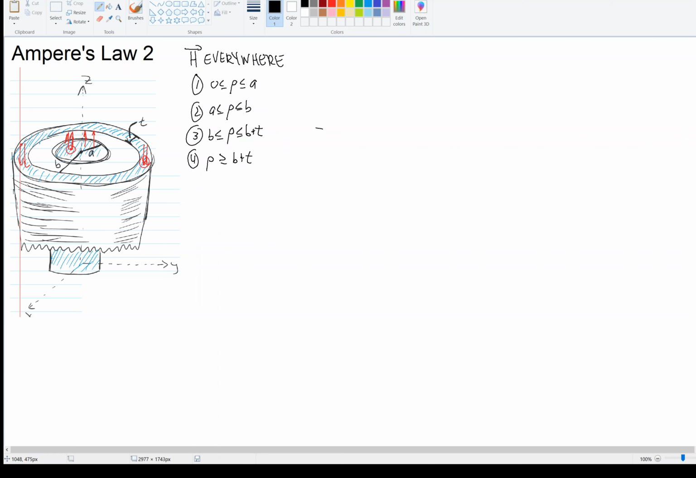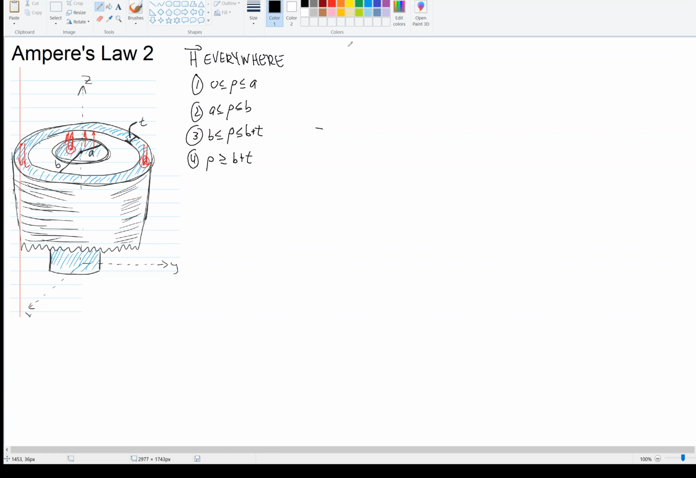And so you can guess, or hopefully you can guess, that the Amperian path is going to be a circle with the radius contained in the region of interest and centered at the z-axis. That's because we know that a line of current has a magnetic field that swirls around the axis of that line.